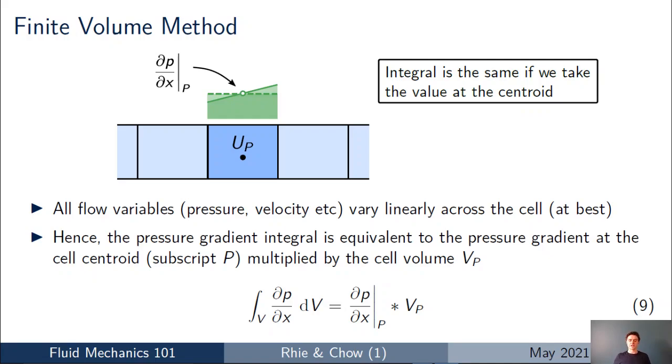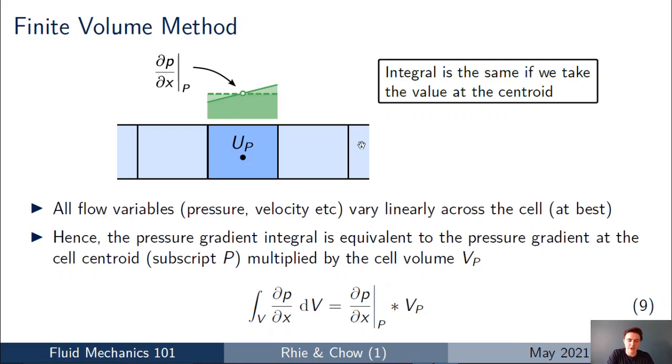And the way that we simplify this term is to notice that, of course, in CFD, all of the flow variables, pressure, velocity, temperature, vary linearly across our cells and across the faces of our cells. And so if you look at the diagram there, what we know is we know the pressure gradient at the centroid of the cell at position P, the centroid, and what we want is we want the integral over that cell. Now, because the pressure gradient varies linearly across the cell, if you look at that diagram, the green area, what you'll notice is that the integral is actually the same if we just take the value at the cell centroid and then multiply it by the volume.